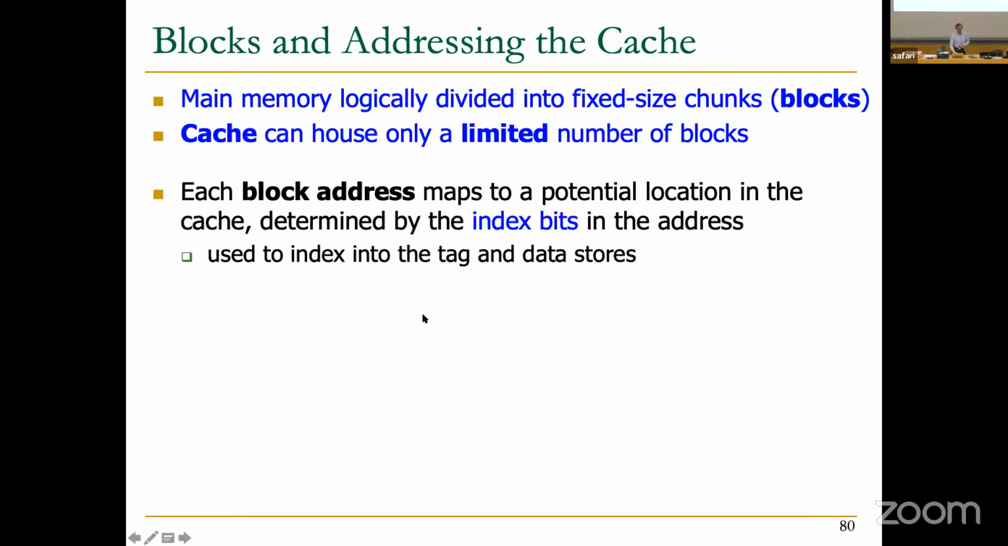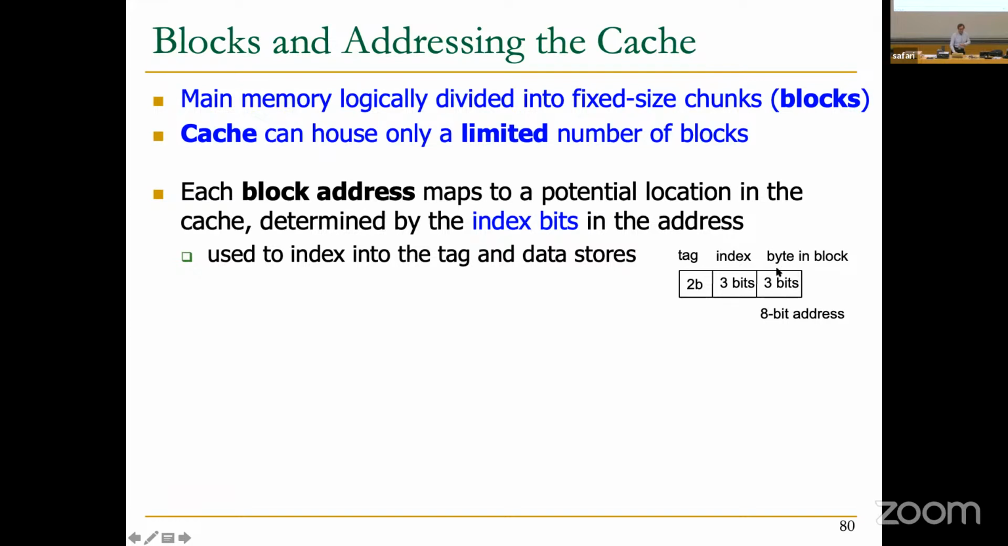So each block address maps to a potential location in the cache determined by the index bits in the address. So we're going to divide the address of a block into index bits and the tag bits. And we use these index bits to index into the tag and data stores, like I showed you earlier. So if you get an 8-bit address, I'm going to work with 8-bit addresses, you have 3 bits to designate the byte and block.